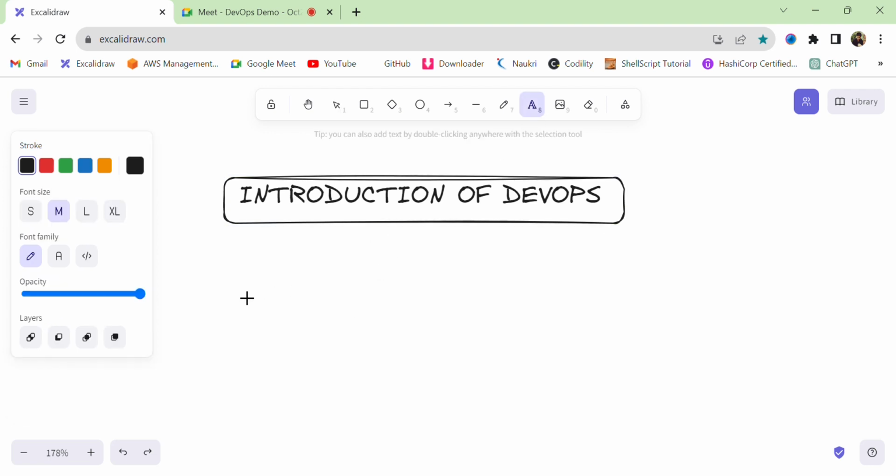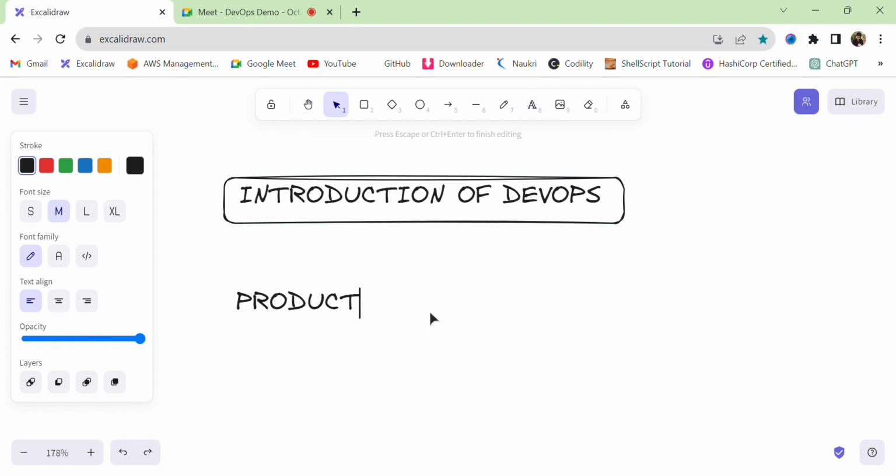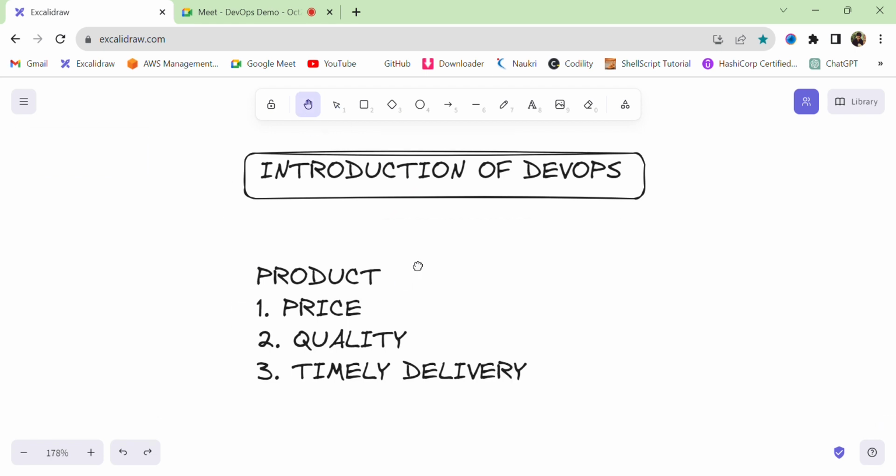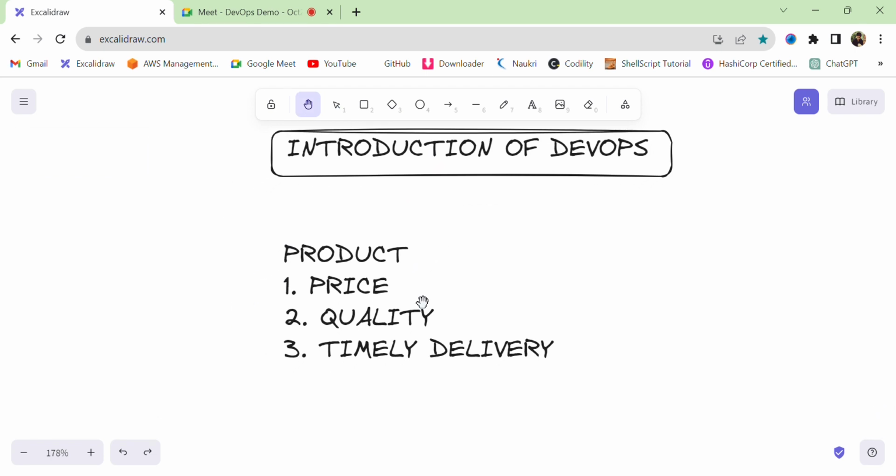When we are talking about any product, if it has to compete in the market and stand number one, there are a few very important parameters. The first parameter is the price. The second is the quality of the product, and the third is the time, that is, timely delivery. These are the three important factors that affect the sale of a product.